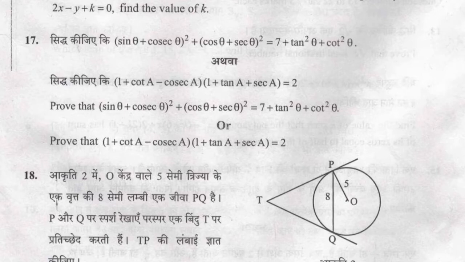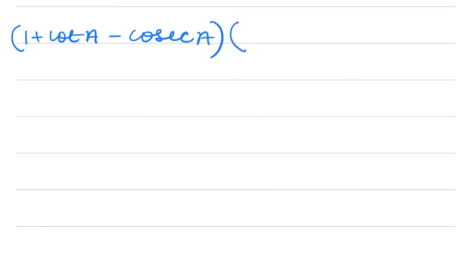Now here too in the 17th question we have a choice. So the other, the OR question, we have to prove that 1 plus cot A minus cosec A multiplied by 1 plus tan A plus sec A is equal to 2. In this question we have to prove 1 plus cot A minus cosec A multiplied by 1 plus tan A plus sec A is equal to 2.